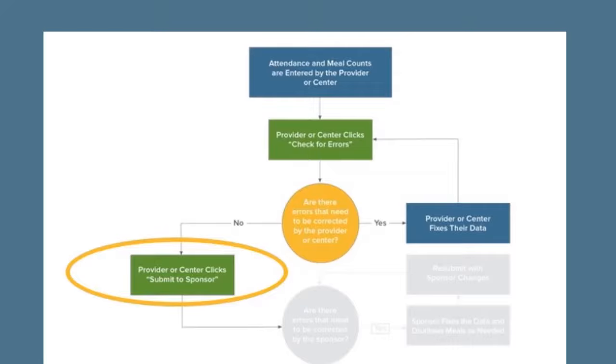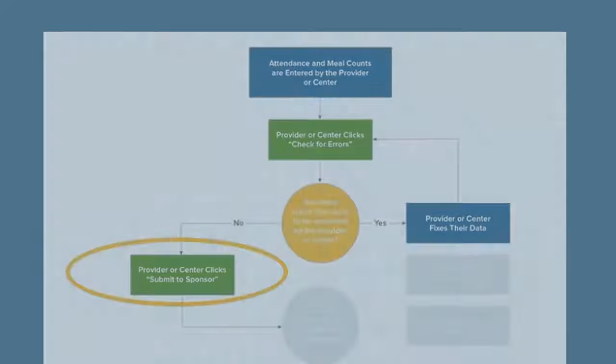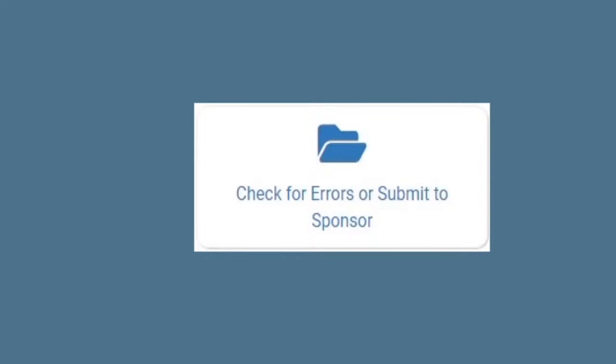Clicking Submit to sponsor will lock out a provider or center from making any changes to menus or meal counts and alert the sponsor that they are finished with their claim for reimbursement. To submit a claim to a sponsor, start by clicking on Check for Errors or Submit to Sponsor on the main dashboard. Note, this button is called Check for Errors or Disallow Meals if you are a sponsor user.